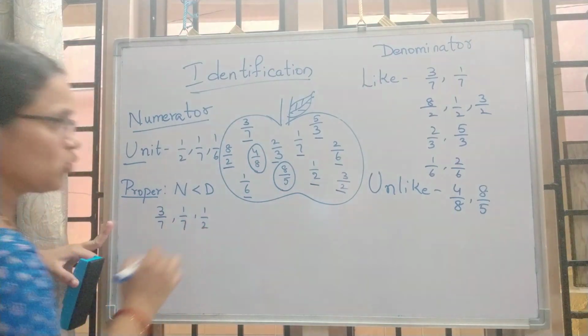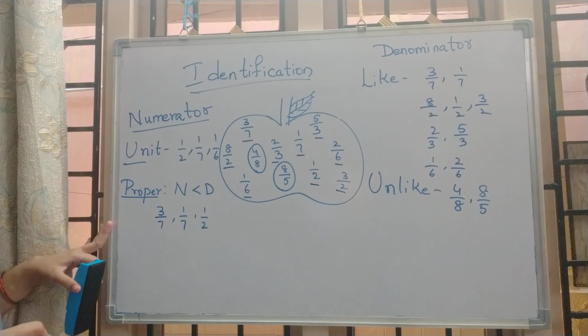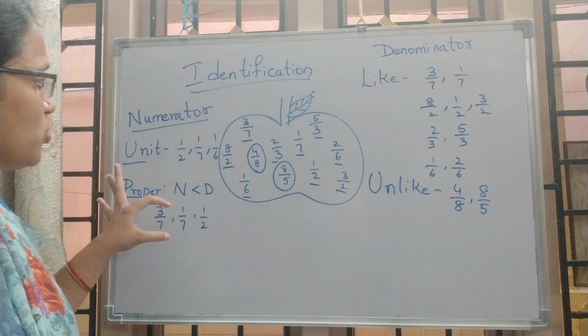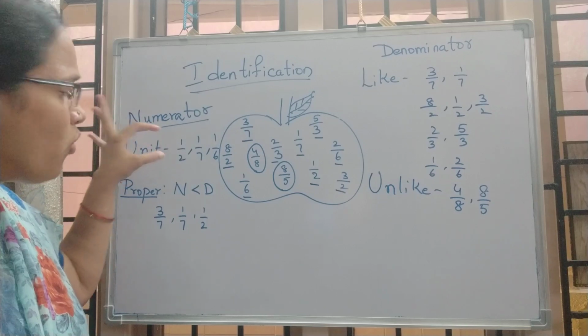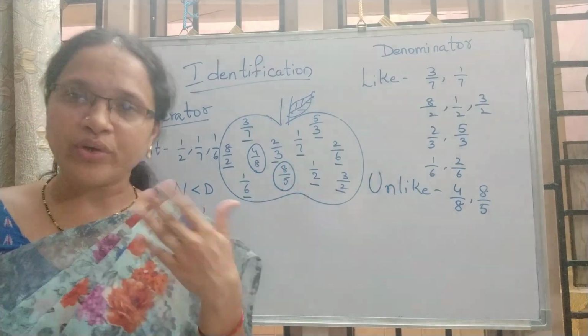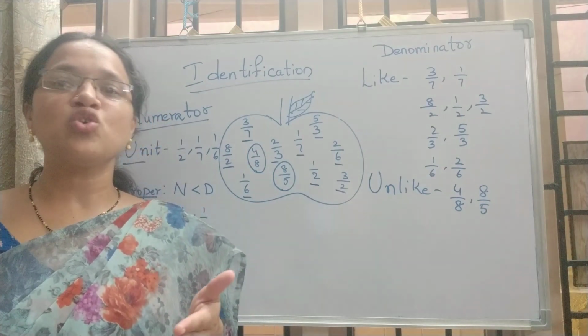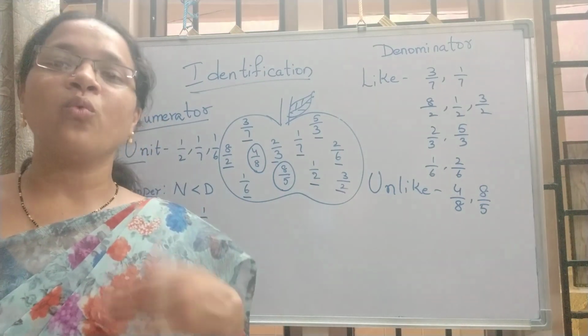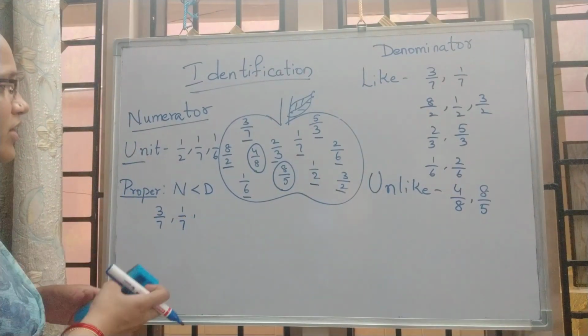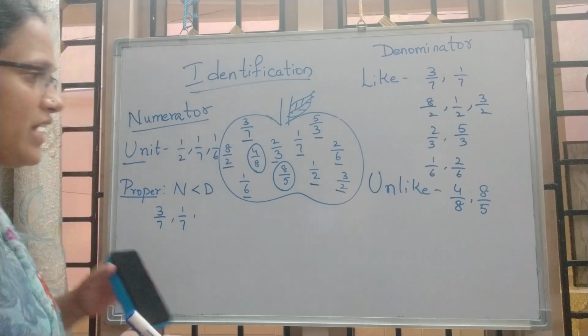1 by 2. Will it come? You may have a doubt here. Miss, this 1 by 2, you told that it is a unit fraction. How come it comes under a proper fraction? It is also a proper fraction, but according to its numerator. As the numerator is 1, we usually tell it as a proper fraction. So you don't need to get worried. All the unit fractions are proper fractions only.